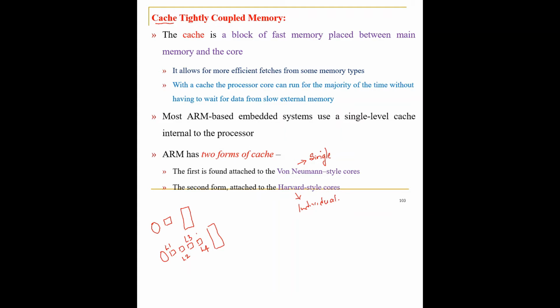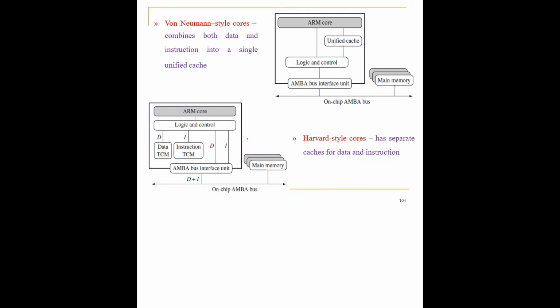So if you want to check out the von Neumann style core cache tightly coupled memory, it is given here. You can see there is an ARM core here and there is a cache here. The cache memory has been placed here. After that you can see a logic and controller unit here, and the type of bus we are going to use is the Advanced Microcontroller Bus Architecture, which we are going to study in the upcoming classes. So you have the main memory here, the instructions and data are stored in the main memory. This instruction has to be going to the ARM core.